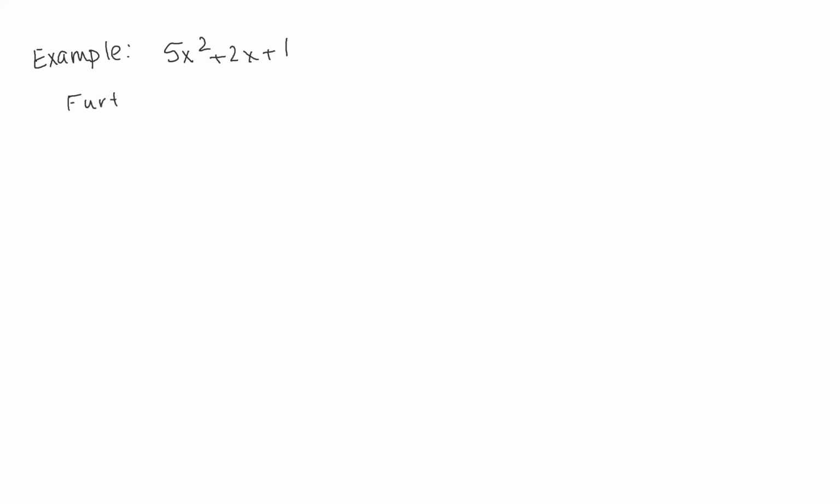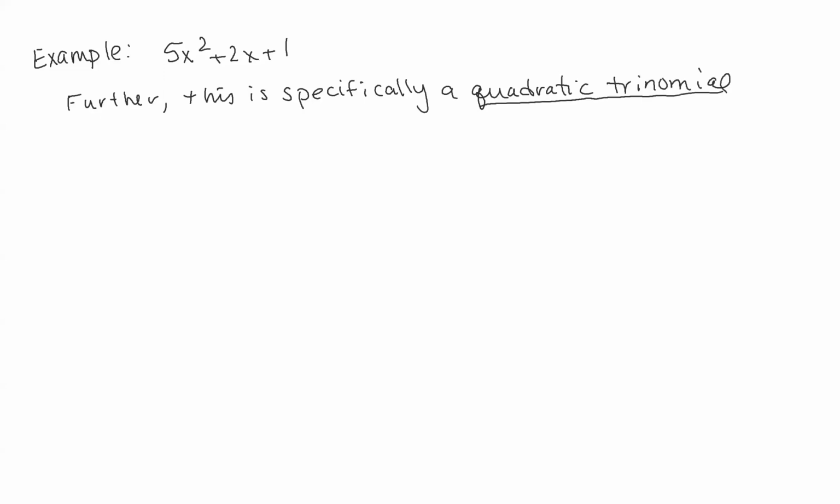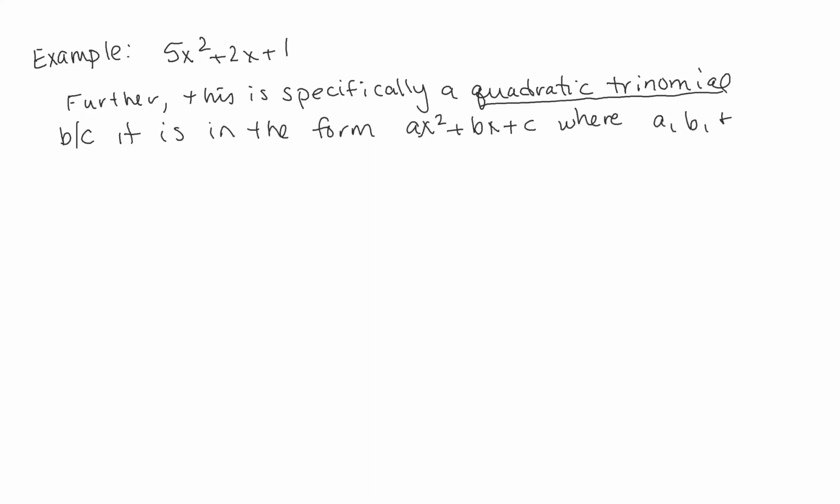Further, this is specifically a quadratic trinomial because, and this is not really on your note sheet, I'm just sort of supplementing the definition of trinomial by giving you a very specific example, but this is specifically a quadratic trinomial because it is in the form ax squared plus bx plus c, where a, b, and c are real numbers, where a is not equal to 0.